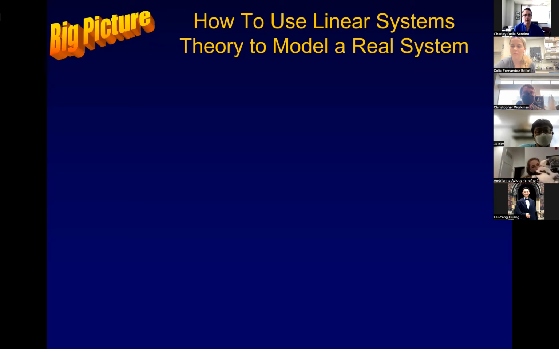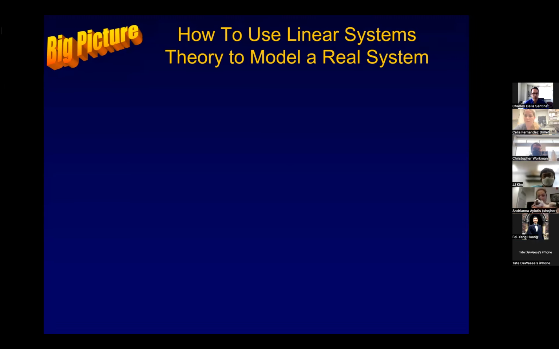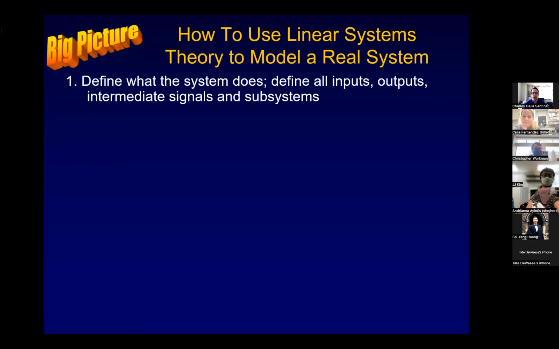So how do you use linear systems theory to model some real system, which for everybody here on this call is going to be probably some physiologic system, but it doesn't have to be. You can be modeling the dynamics of a car or a jet airplane, or the pharmacokinetics or pharmacodynamics of a drug as it's being processed through a system. It doesn't have to be muscles moving things, for instance, which is what we'll talk about today.